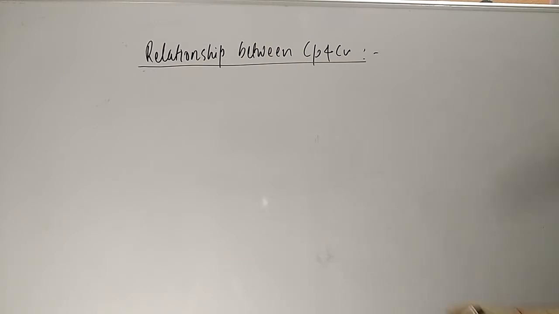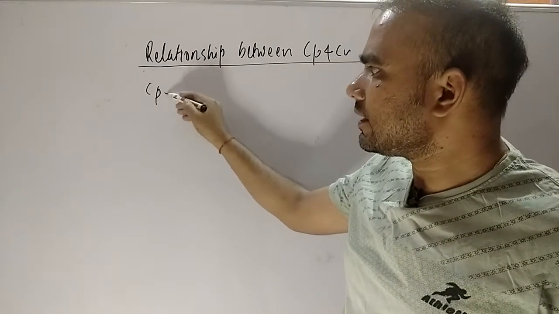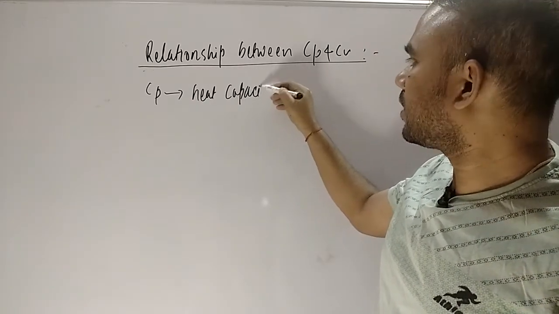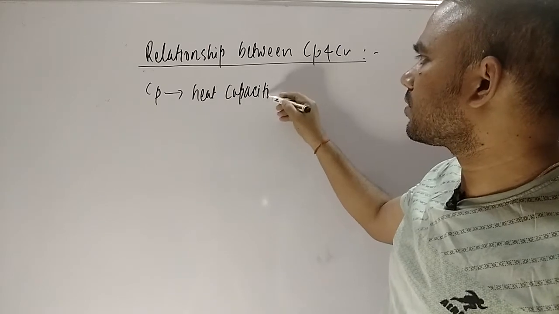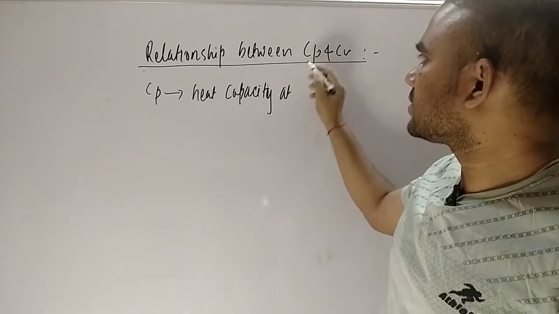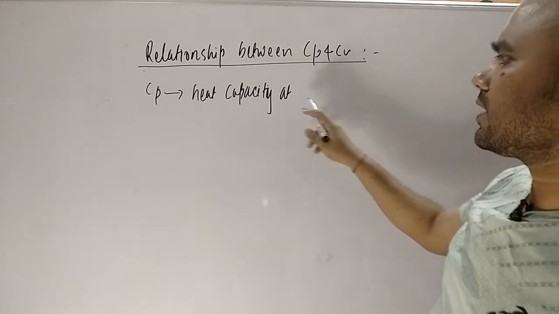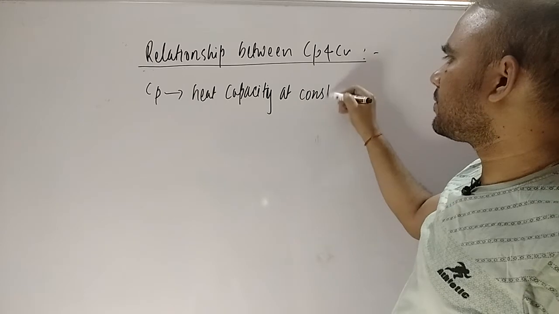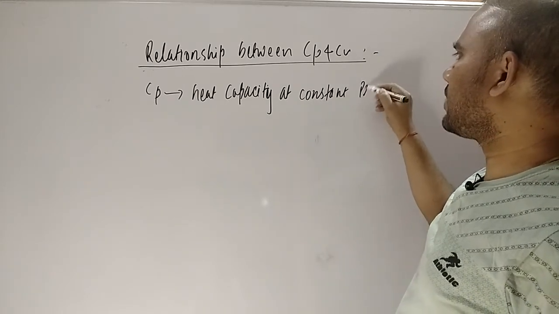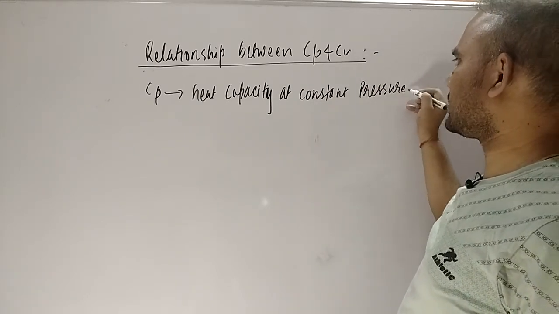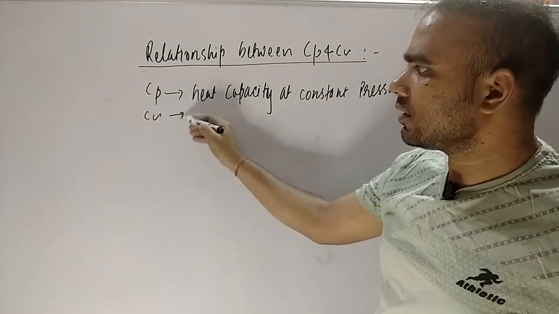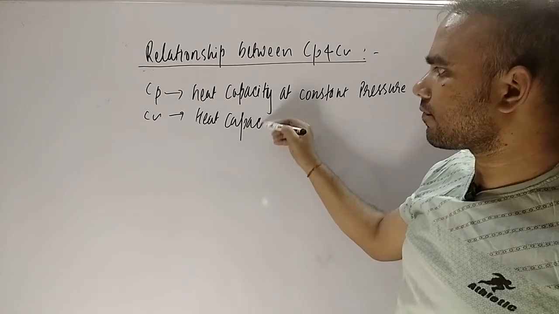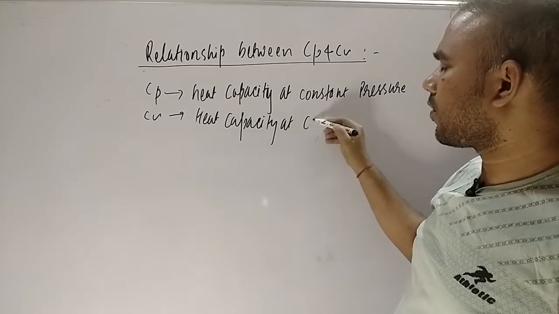You must be knowing students, CV means heat capacity at constant volume. CP means P is there, so that is pressure. CP means heat capacity at constant pressure, that you have to keep in mind students. CV, if you are dividing, that is heat capacity at constant volume.